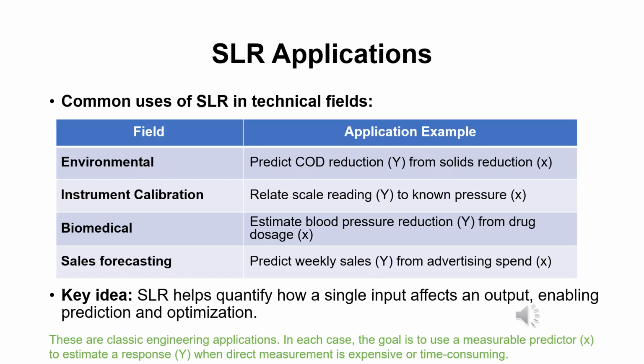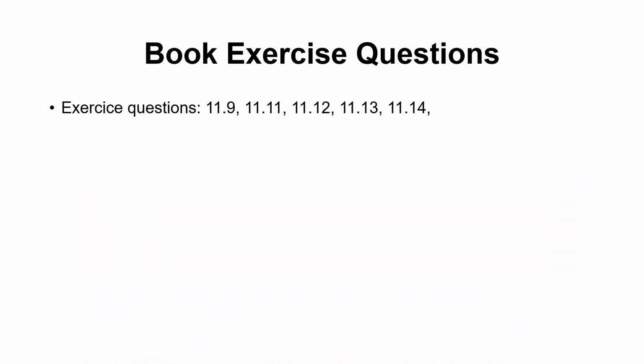Common uses of SLR in technical fields include calibrating instruments, for example, using a known standard to predict a measurement, and predicting a hard-to-measure output from an easy-to-measure input. In each case, SLR helps quantify how a single input affects an output, enabling prediction and optimization. For instance, we might use temperature to predict pressure, or voltage to predict current. The key idea is that SLR is valuable when direct measurement of the response is expensive, time-consuming, or difficult.